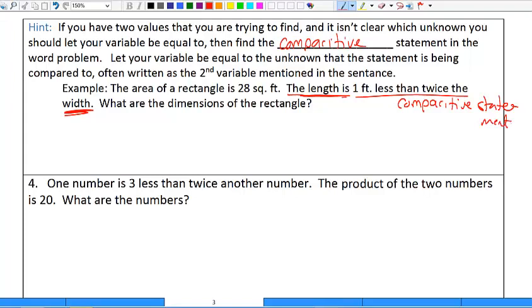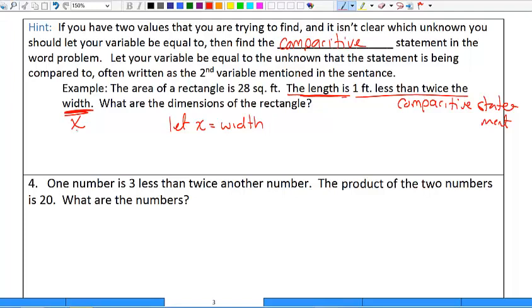So it says let your variable be equal to the unknown in the statement that's being compared to. The length is 1 foot less than twice the width. It doesn't really matter what all that junk is. If I'm just trying to figure out what the variable is, I am going to let x be equal to the width. It's the one mentioned second in the sentence, and it's the one that length is being compared to. So I'm going to let x equal my width. This is the easiest way to do it. Technically, you could let x equal the length, but it's so difficult to find the width in terms of length if the length is being compared to the width.